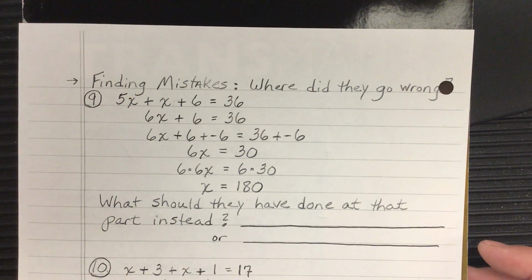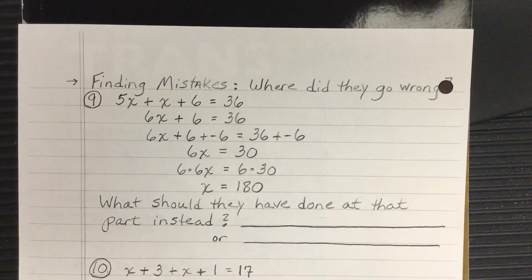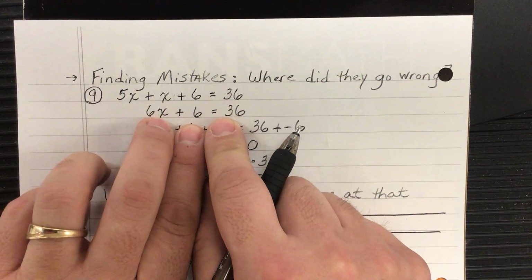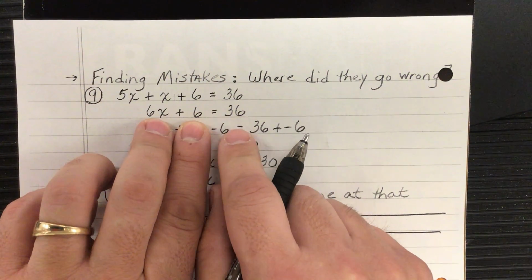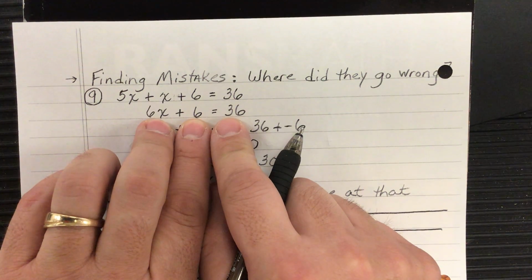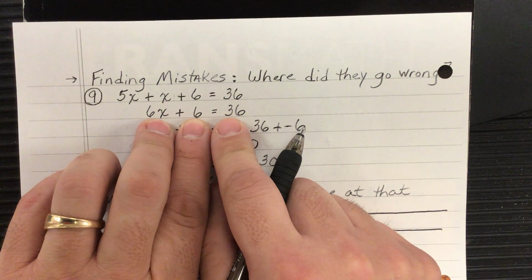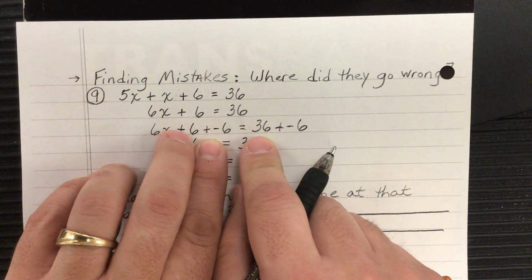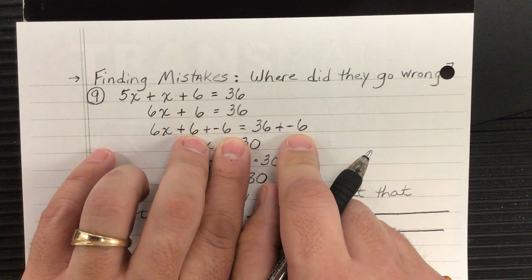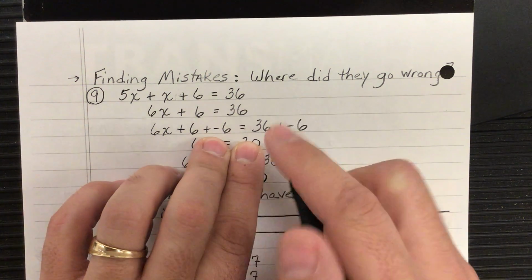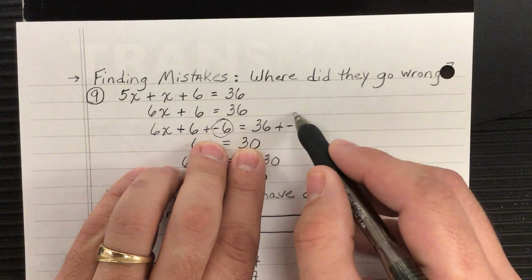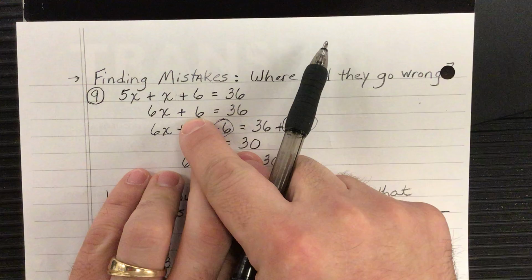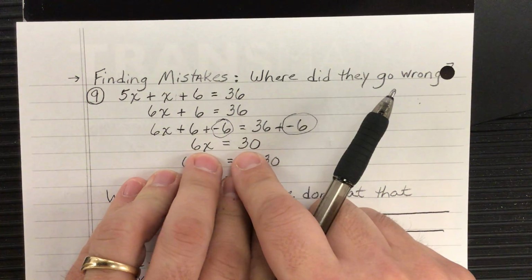All right, last 2 questions here. We got to see where they went wrong. So look at the first step. What did they do to get the second step? They took 5x plus x and got 6x. Is that fine? Yep. Then what'd they do? They subtracted 6. Is that right? Yeah, that looks fine. I got rid of this 6 by subtracting it. And now 6x equals 30.